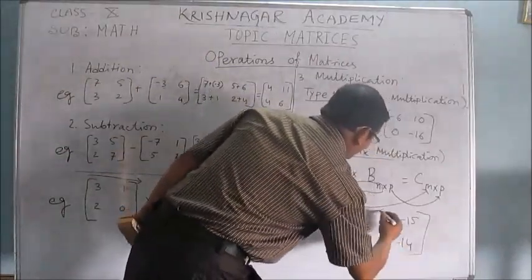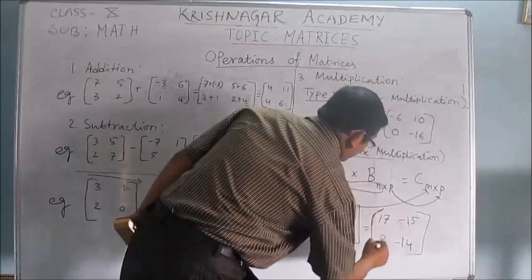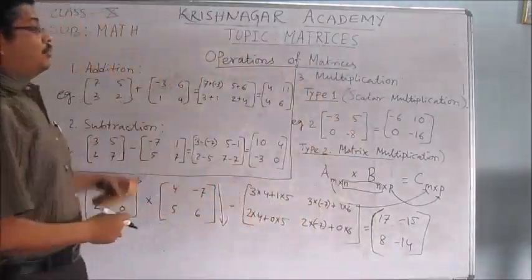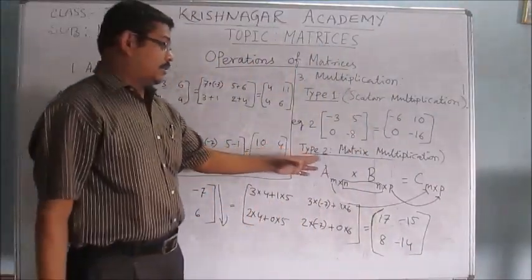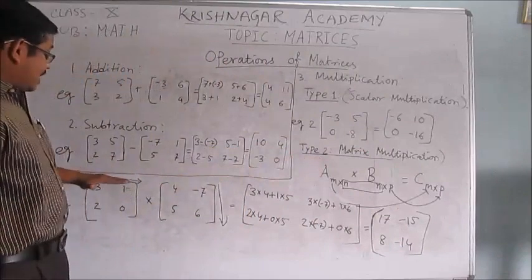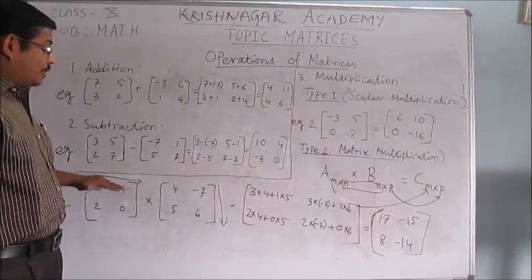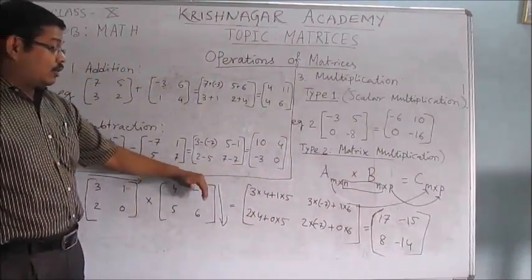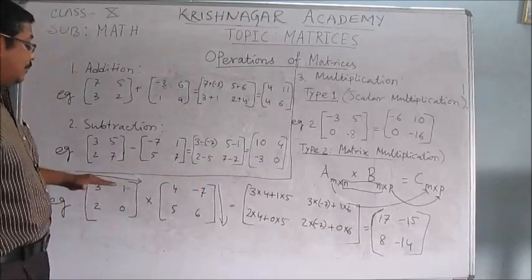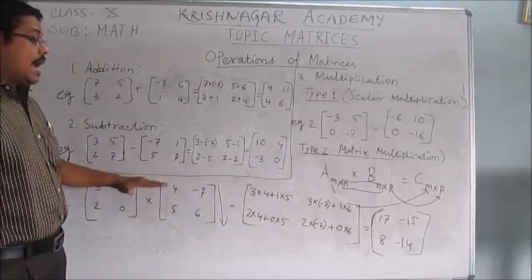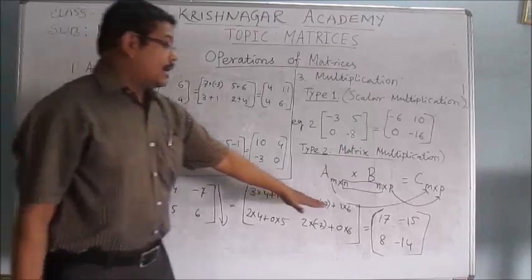So very important formula of this chapter, matrix multiplication. So in the first matrix you have to take always row, and in the second matrix you have to take always column, and you have to multiply the corresponding elements and add them, you will get the answer.